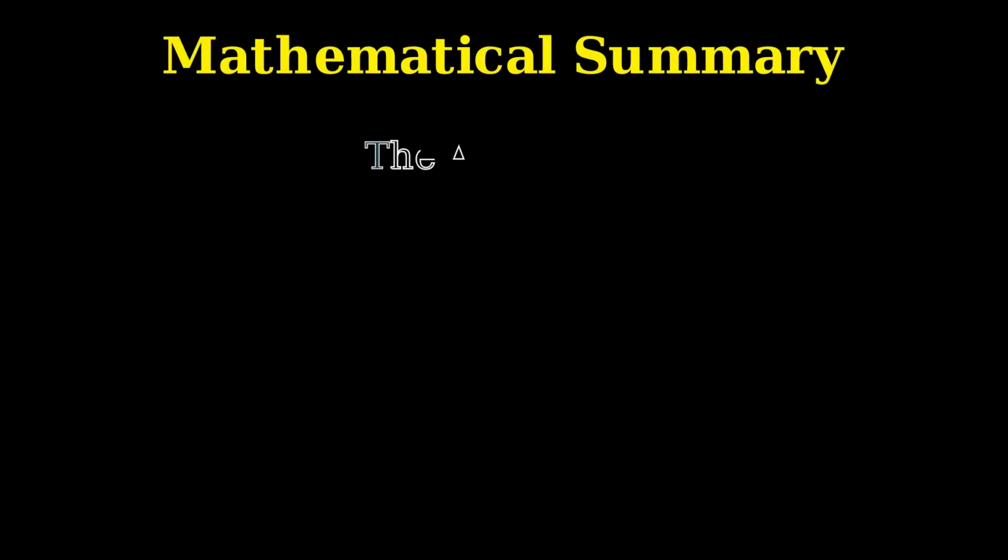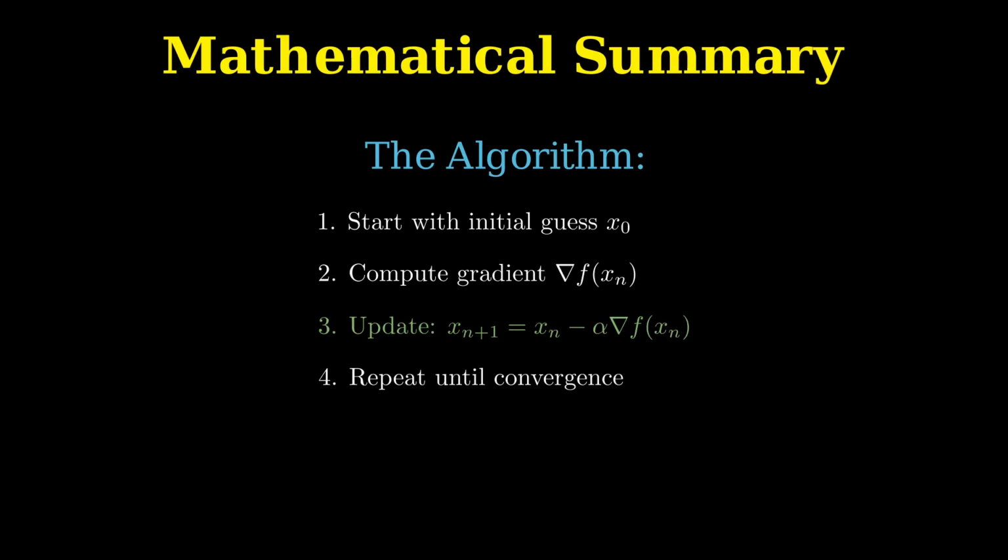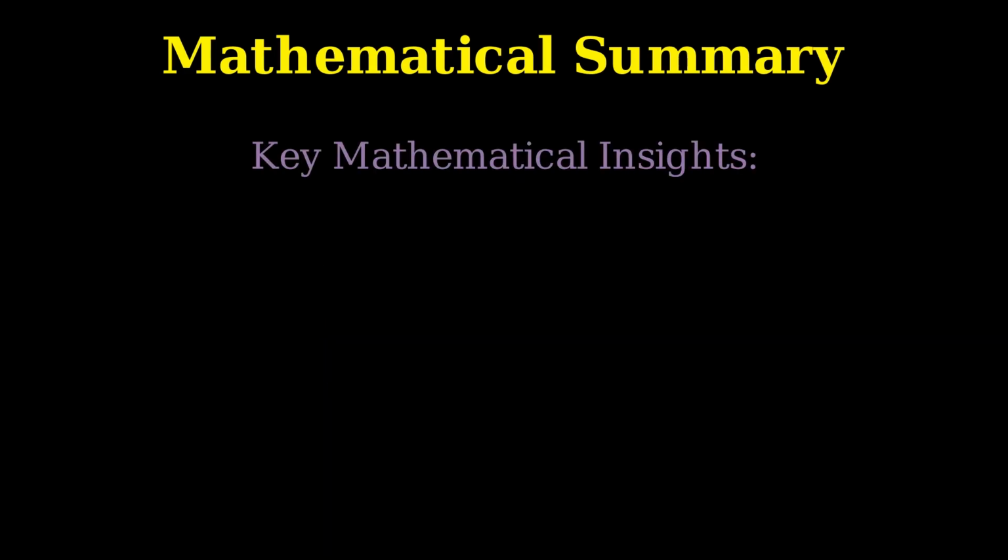Let's wrap up with a mathematical summary of what we've learned. The gradient descent algorithm follows 4 simple steps. 1. Start with an initial guess, x0. 2. Compute the gradient at that point. 3. Update your position using this formula. x next equals x current minus alpha times the gradient. 4. Repeat until convergence. Here are the key mathematical insights to remember.